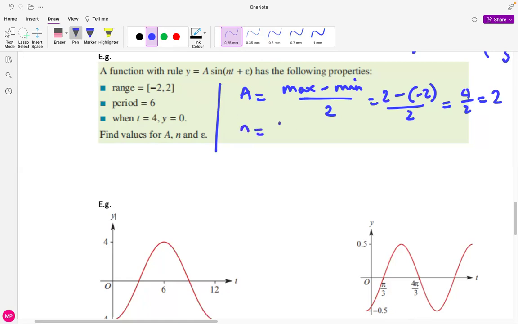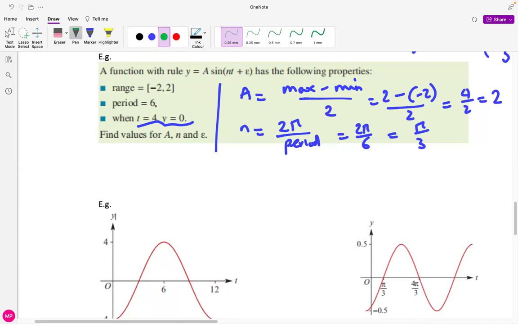n is 2 pi over the period, and the period equals 6. So 2 pi over 6 would give you pi over 3. So you found A and n. Now to find epsilon, they only give you a point. The point here is 4 and 0. You can substitute that in. So substitute t as 4, y is 0. You know A is 2. You know n is pi over 3. You can solve for epsilon.